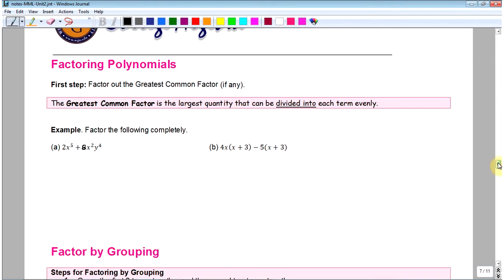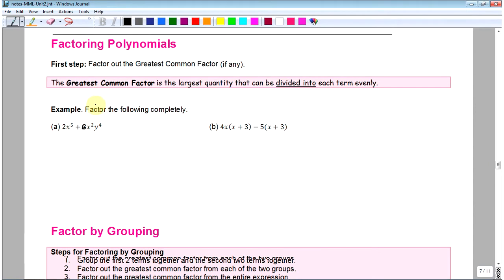So let's apply this to our first example, where we want to factor completely. To identify your greatest common factor, start with your numbers. So in my two terms, I see that I have a 2 and an 8. So the greatest common factor would be 2. That's the biggest number that can divide into both of these evenly.